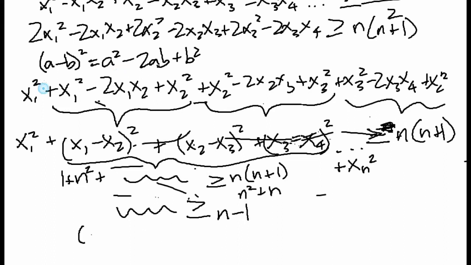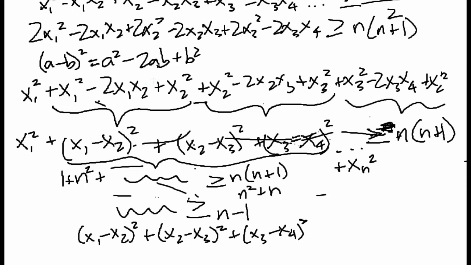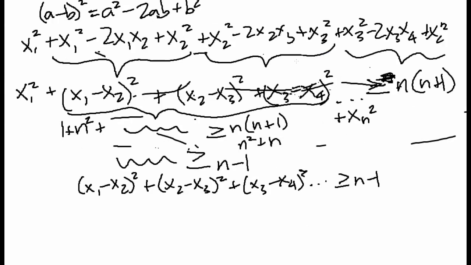So what do you do from here? Let me rewrite it, because there's a bunch of scribbles all over the place. x3 minus x4 dot dot dot is greater than or equal to n minus 1. And this is what we are left with, and from here is where it gets a bit tricky.